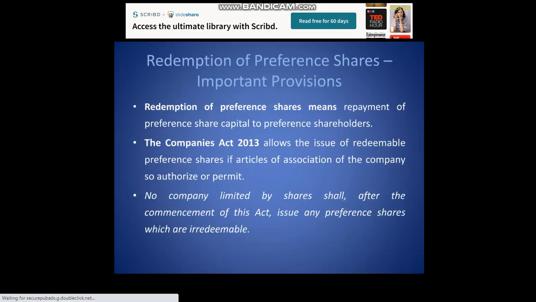Redemption of preference shares: important provisions. Redemption of preference shares means repayment of preference share capital to preference shareholders. The Companies Act 2013 allows the issue of redeemable preference shares if the articles of association of the company so authorize or permit. No company limited by shares shall, after the commencement of this Act, issue any preference shares which are irredeemable.